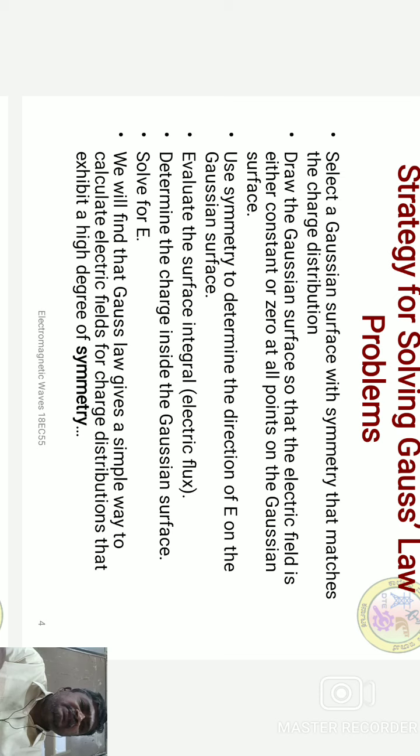Here the word symmetry is very simple: from all the points on the surface to the charge, the distance is the same. These are the points to be considered. When we go for applying the Gauss law, I will repeat once again the different steps. First, we need to consider a Gaussian surface, which is supposed to be closed from all the sides.